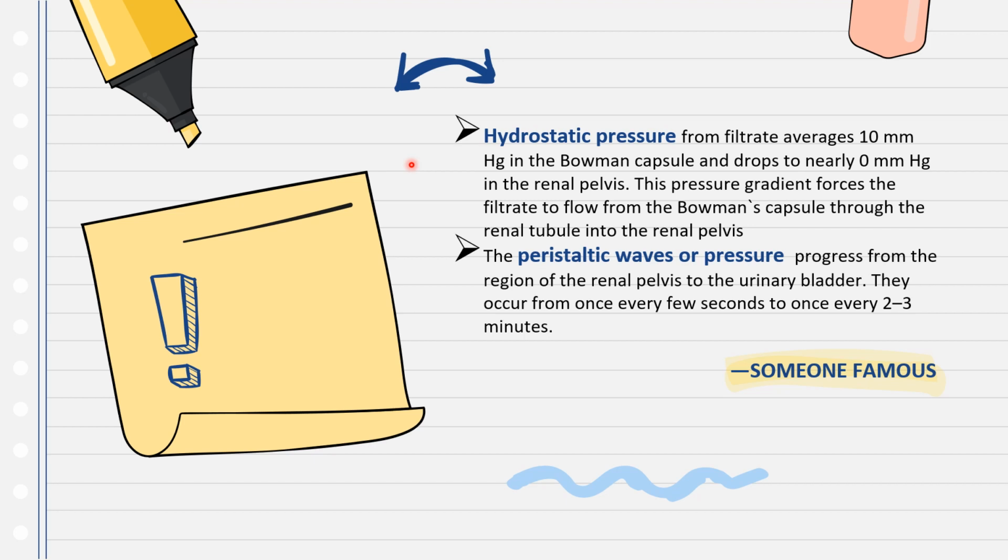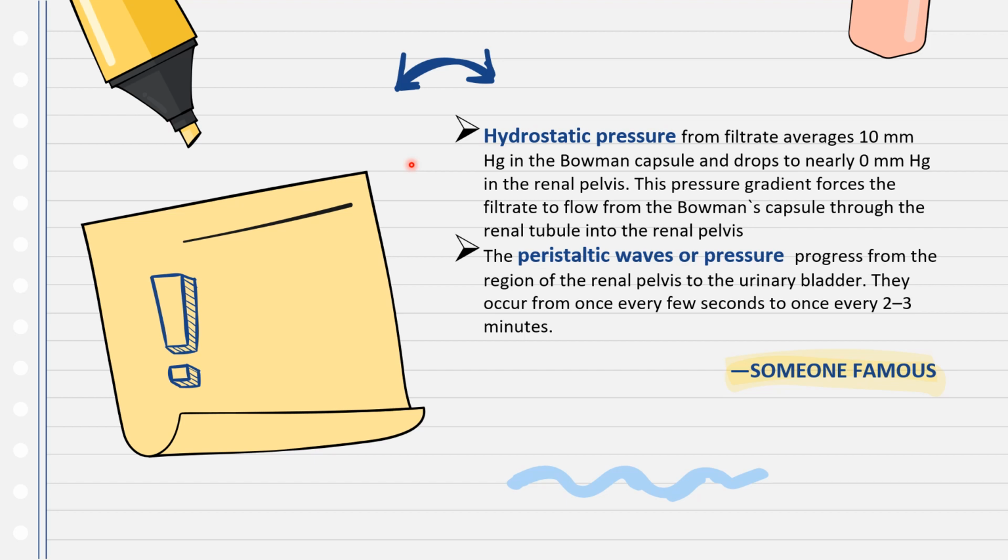Next are the peristaltic waves or pressure. It progresses from the region of the renal pelvis to the urinary bladder. They occur from once every few seconds to once every 2 to 3 minutes.